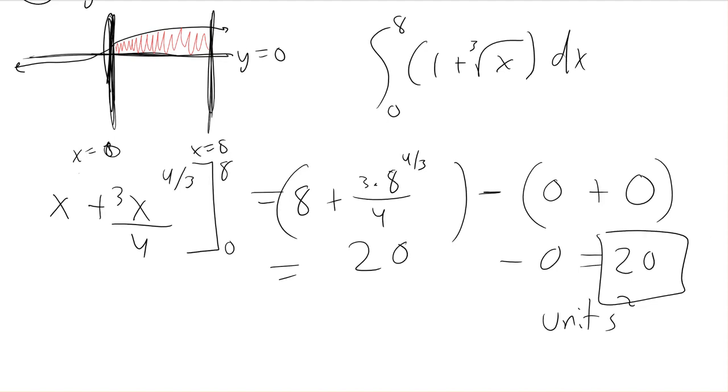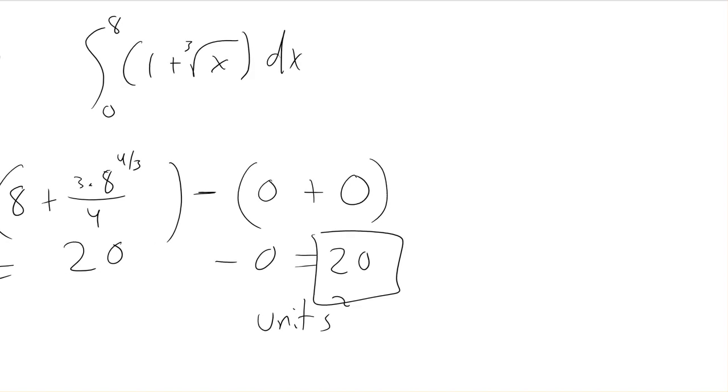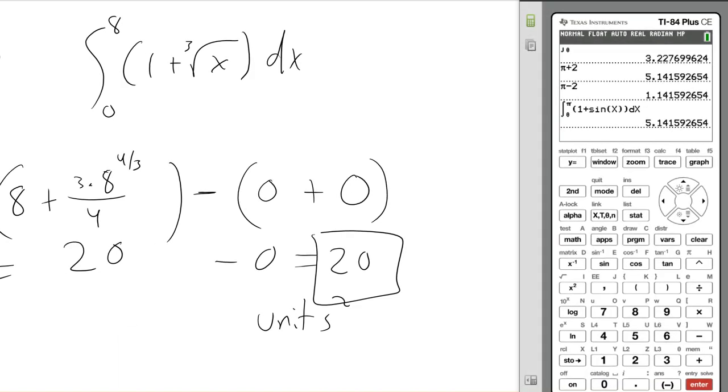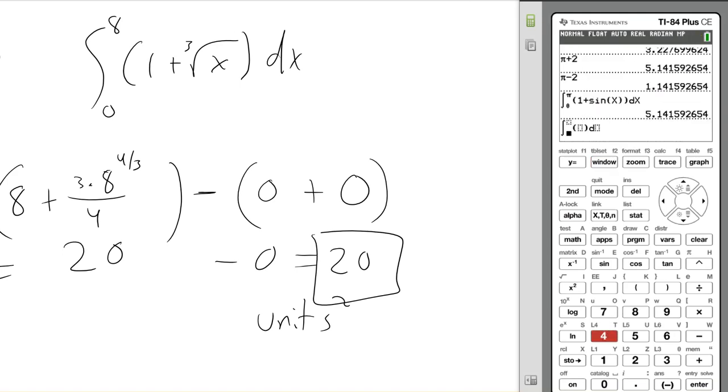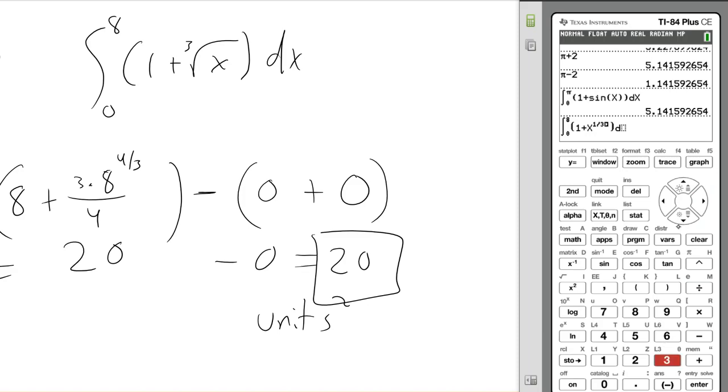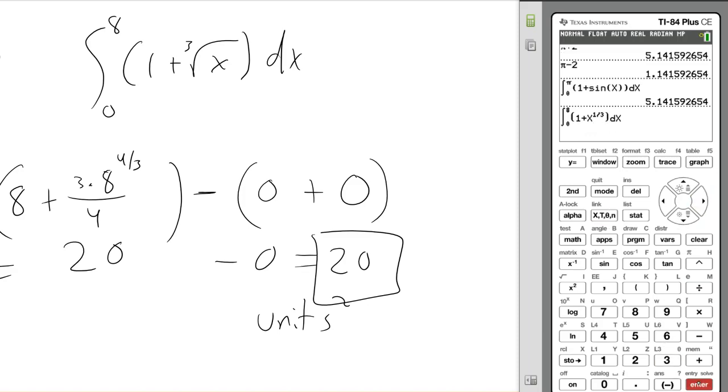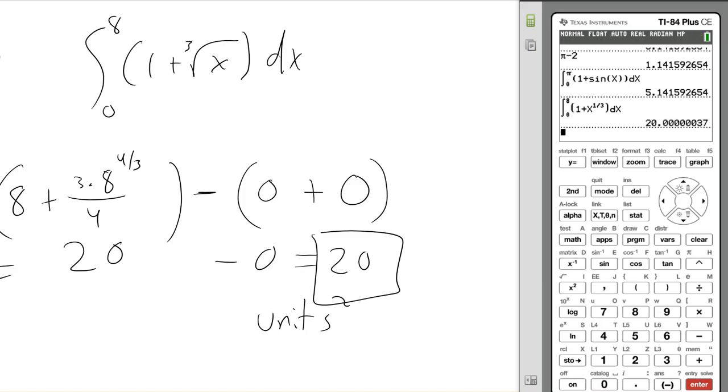But we've got our calculator, so why not also throw it in there real quick and see if it's consistent with that. You see, I integrated from 0 to 8. My function was 1 plus x to the 1/3 dx. Okay, I had to think about it real hard. It says the answer is 20.00000037.